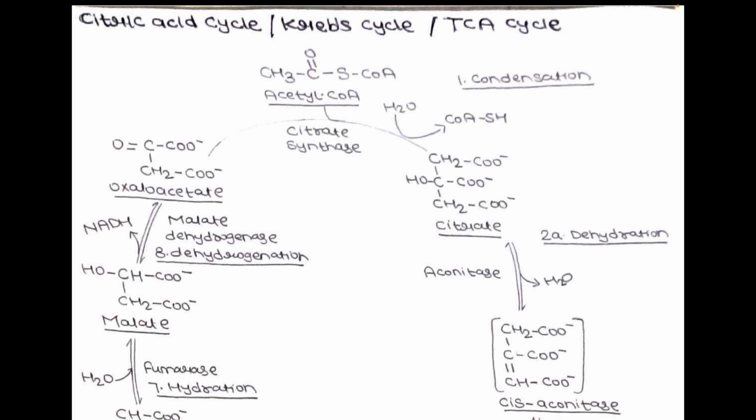Now let's quickly do the energy accounting. So per single turn of the cycle, which is 1 acetyl coenzyme A: step 3, isocitrate dehydrogenase, 1 NADH plus 1 carbon dioxide. Step 4, alpha-ketoglutarate dehydrogenase, 1 NADH plus 1 carbon dioxide. Step 5, succinyl coenzyme A synthase, 1 GTP. Step 6, succinate dehydrogenase, 1 FADH₂. Step 8, malate dehydrogenase, 1 NADH. So per turn we got 3 NADH, 1 FADH₂, 1 GTP and 2 carbon dioxide.